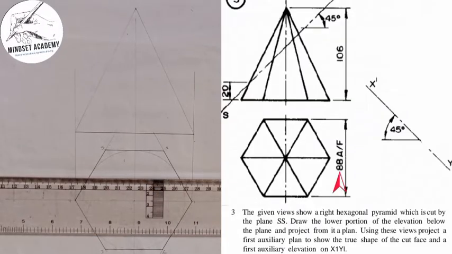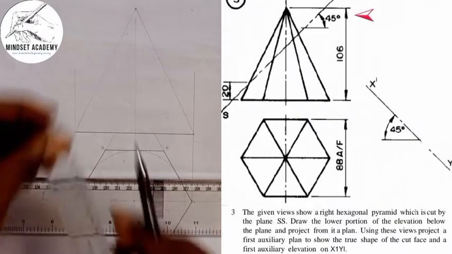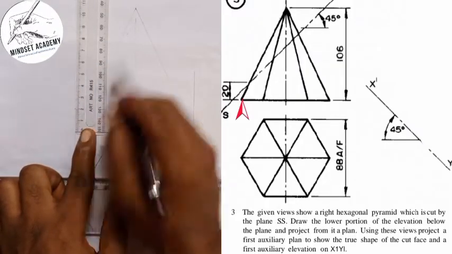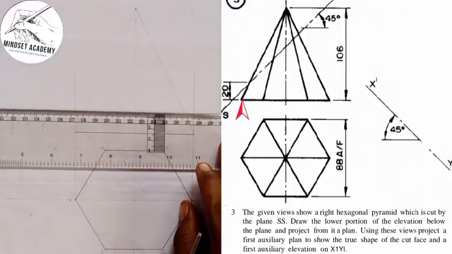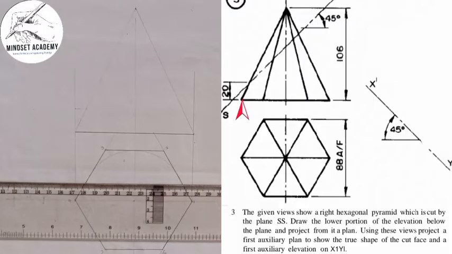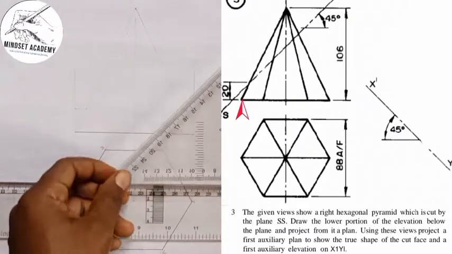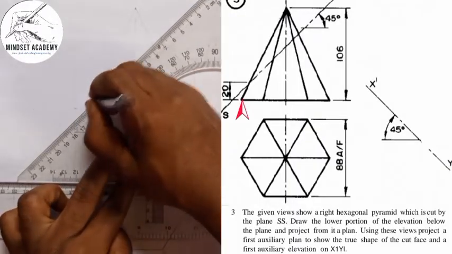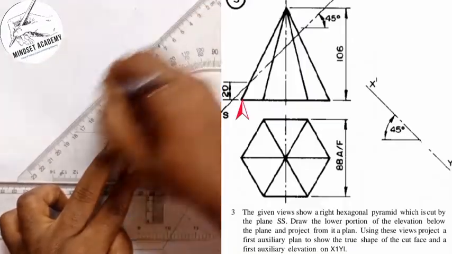Now the next thing is we're told that it is truncated at an angle of what? 45 degrees at a height of what? 20. This is the height, from here to here is 20, and this is the angle here, 45 degrees. So at this point here, I'll measure 20 millimeters up and project it to touch the side of the pyramid. From that point, since it's 45 degrees, I'll use my 45 degree set square, right? And I'm going to draw a line that cuts it, that plane SS.